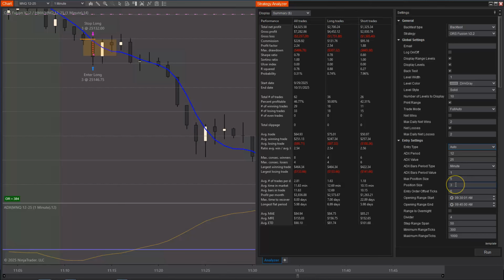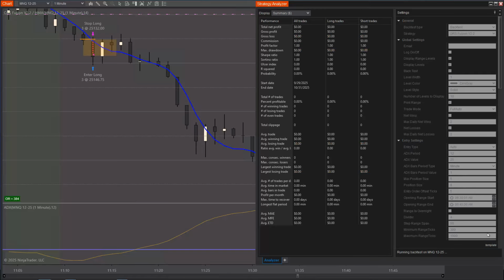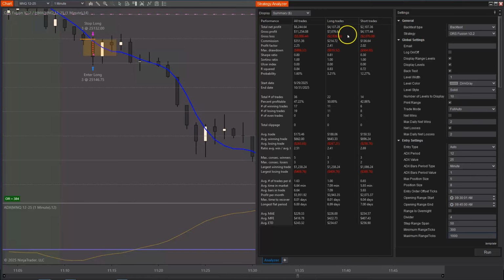So here you can see position size. If we want, we could increase our position size if you had a larger account. So if you had a 150K account, you could do 8 micros. Let's see what that does. Now you're at a $900 drawdown, but you're up to $6,200. You could even do more than that with a 150K account. At this point, you might even switch to mini contracts to reduce your commissions.